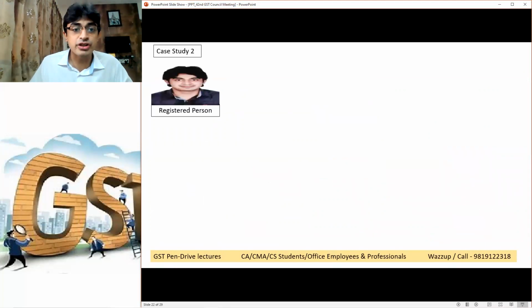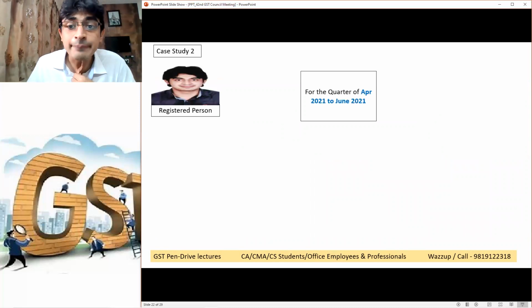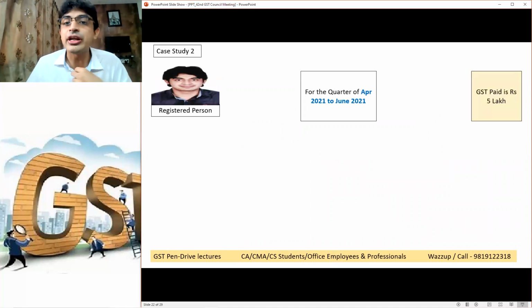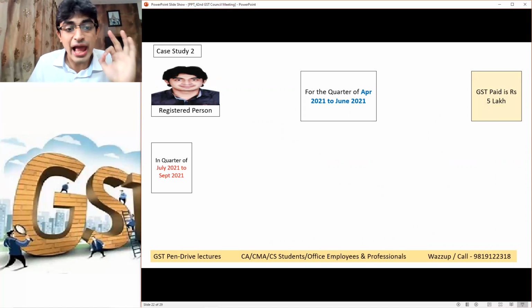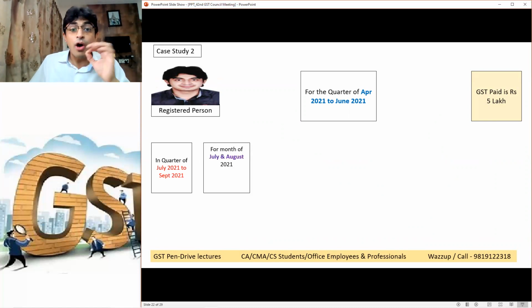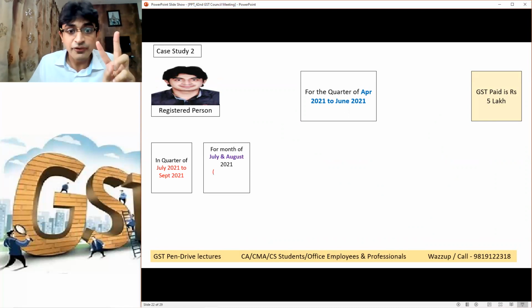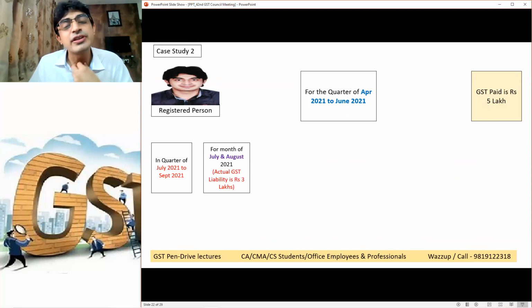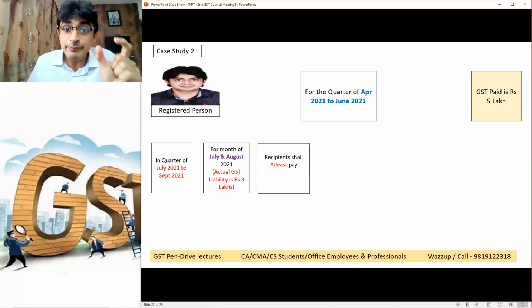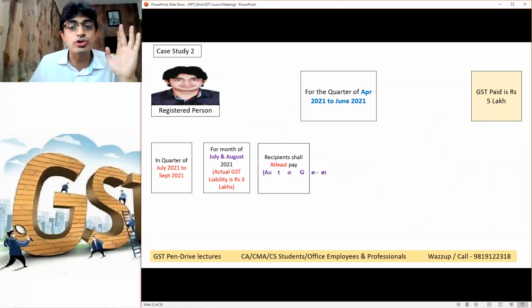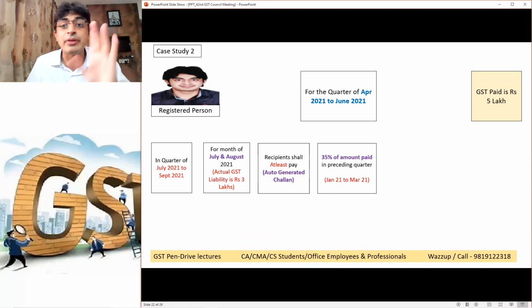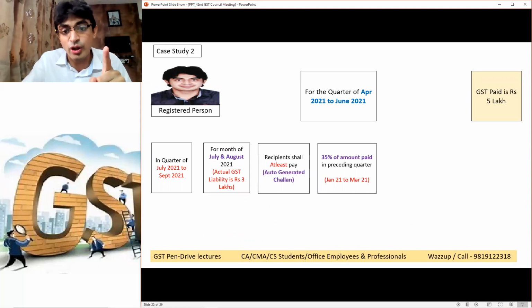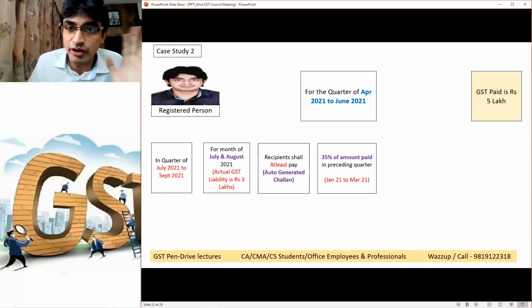I will explain one more case study. Suppose now, for the quarter of April 21 to June 21, I have paid GST of 5 lakh rupees. Correct. Now for the quarter of July 21 to September 21, for the months of July and August, the first 2 months, the actual liability is, say, rupees 3 lakh. I am liable to pay 3 lakh. But what does the portal say? The recipient shall at least pay through auto-generated challan 35% of the amount paid in the preceding quarter, meaning April 21 to June 21. Sorry, it is written Jan to March. It should be April 21 to June 21.